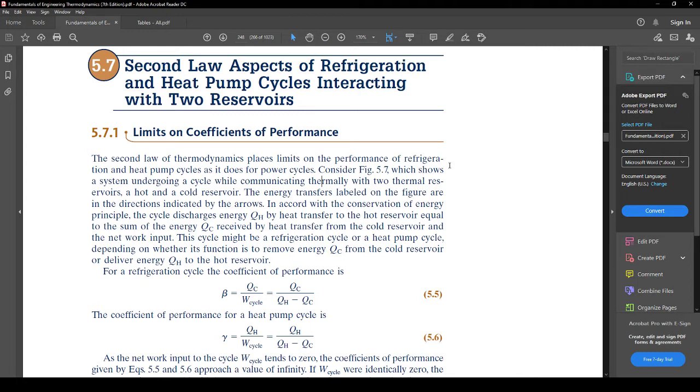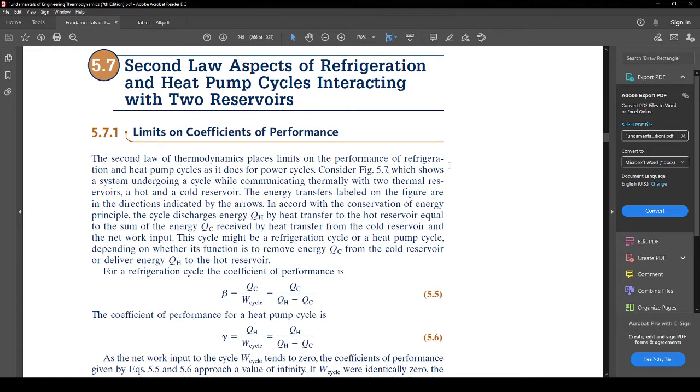The energy transfers labeled on the figure are in the directions indicated by the arrows. In accord with the conservation of energy principle, the cycle discharges energy QH by heat transfer to the hot reservoir, equal to the sum of the energy QC received by heat transfer from the cold reservoir and the net work input. This cycle might be a refrigeration cycle or a heat pump cycle, depending on whether its function is to remove heat or energy or gain it, right?